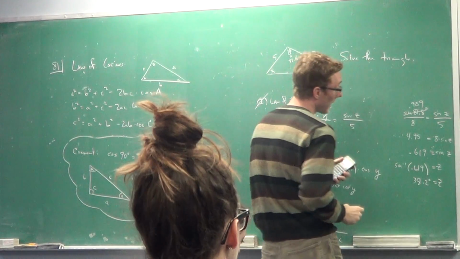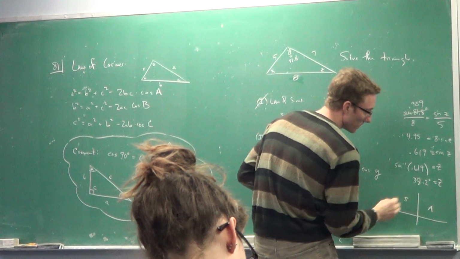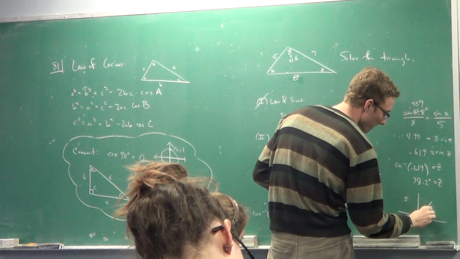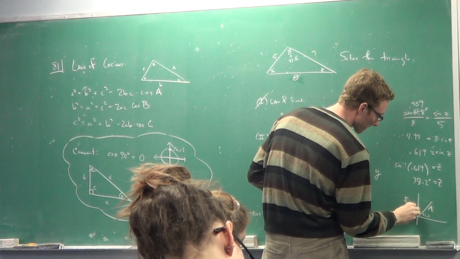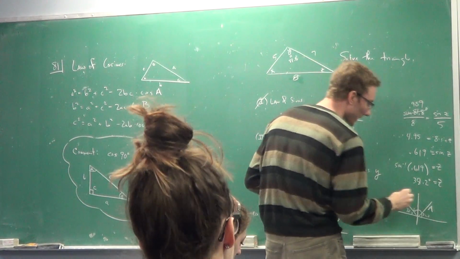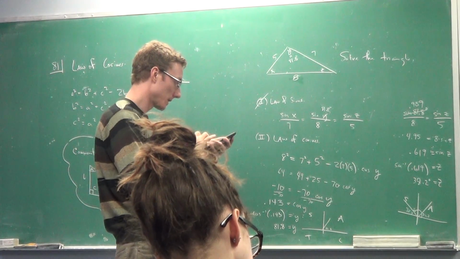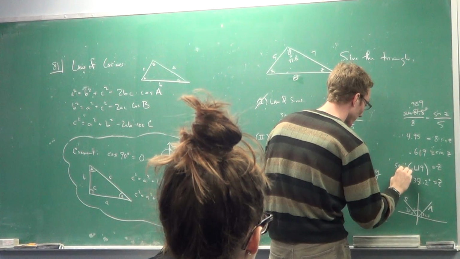38.2 degrees. Just for the sake of showing this, because sine of a positive value could be an acute angle or an obtuse angle, I'm going to take 180 minus 38.2, to show that the angle could be 141.8.